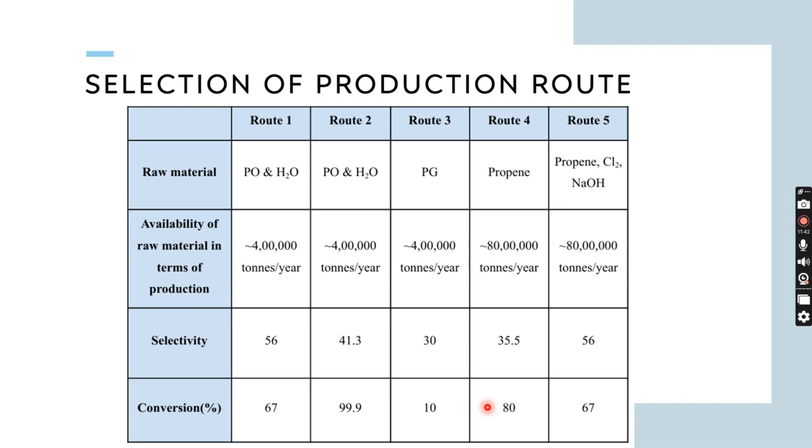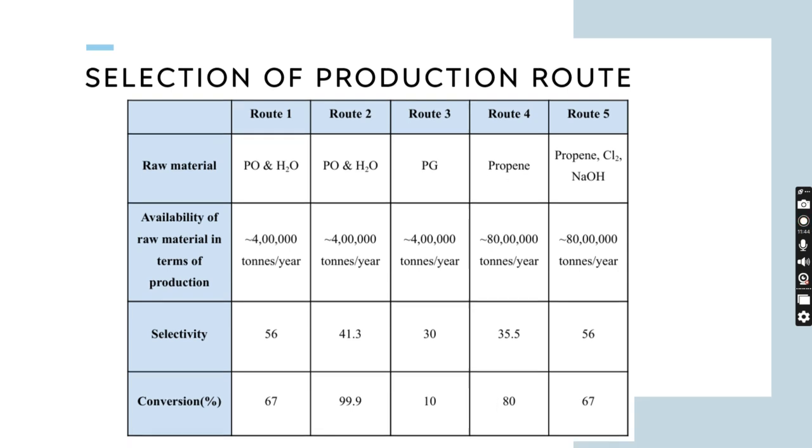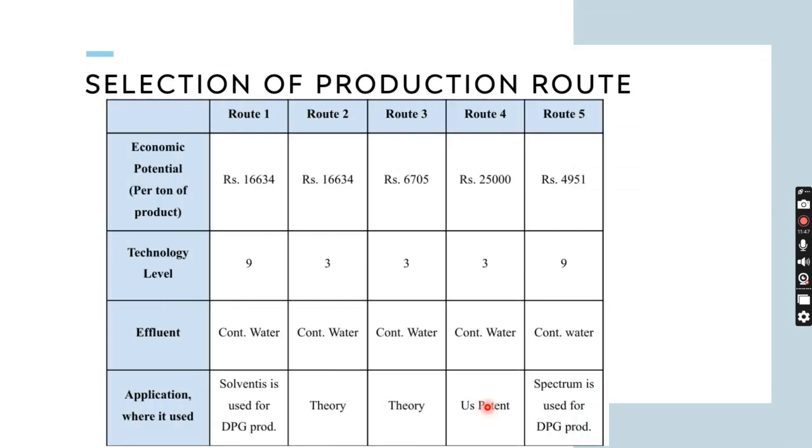So now we have discussed selectivity and other terms. Now let's move to the other thing, that is the economic potential. From the economic potential point of view, as we discussed, we are considering it per ton of product. If you produce 1 kg of DPG, how much economic potential do you have? That is, for production of 1 kg of DPG, what will be the cost of the raw material? Here the selling cost of the product is constant, so the factor that decides the economic potential is the cost of the raw material.